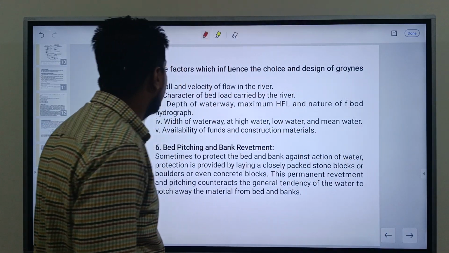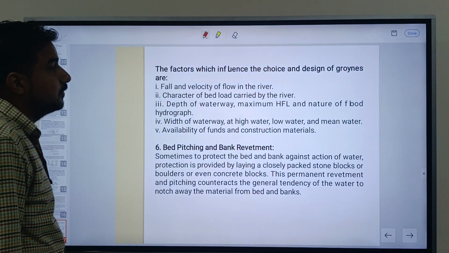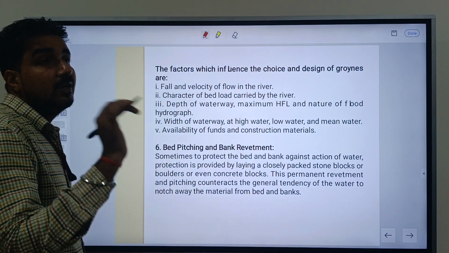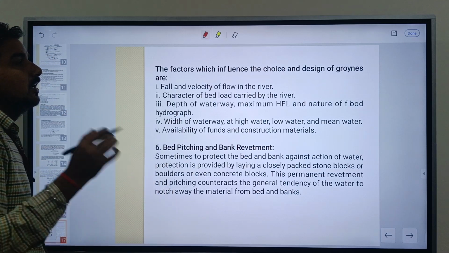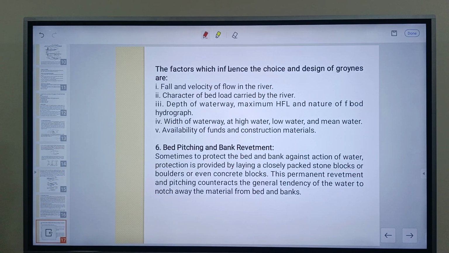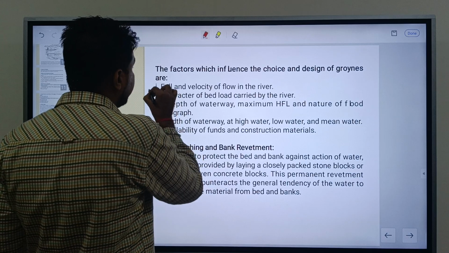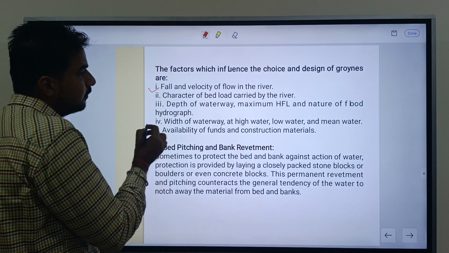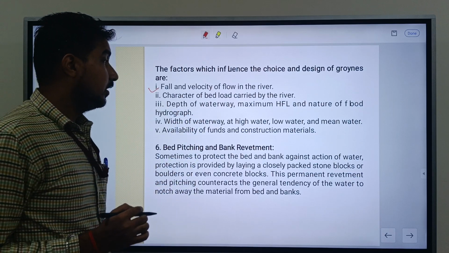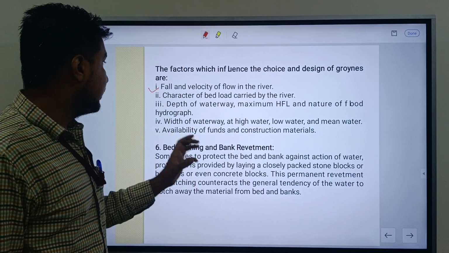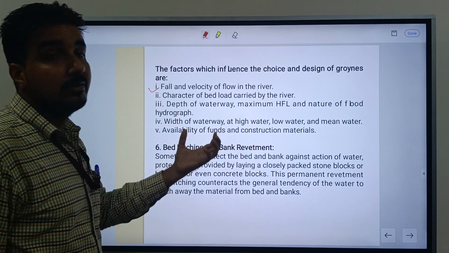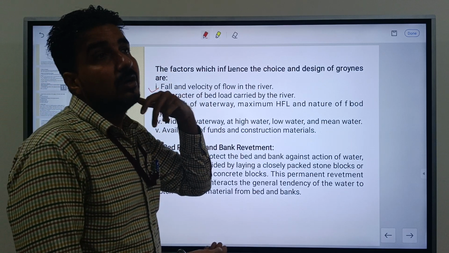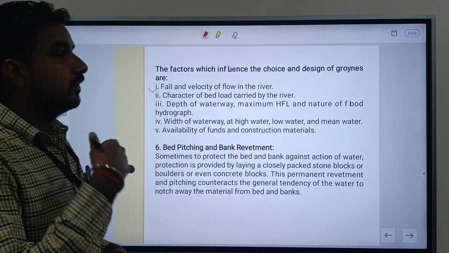permeable groynes. Now, the factors influencing the choice of the groynes. What are the factors by which we have to select, or that affect the design of groynes? Now, first one is the fall and velocity of flow of the river. Next one is the character of bed load carried by the river. Next one is the depth of water level. How much depth of water is available, or how much depth of water is required for what they are constructing.